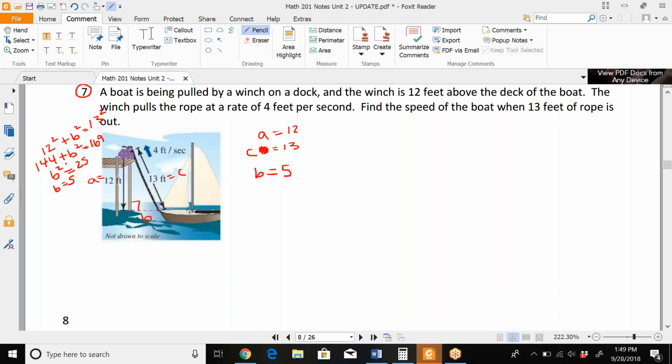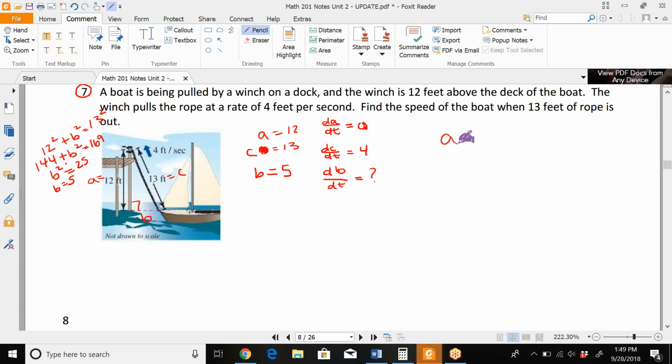This is a very pretty much non-changing deck or pole. This 12 feet is not going to change. So that means dA/dt is a fixed thing that never changes, so its change over time is 0. We do know that the rope is being pulled in at 4 feet per second, so dC/dt is 4. We don't know the speed of the boat, dB/dt, because that's how fast over time it is moving toward the dock. So that's what we're looking for.